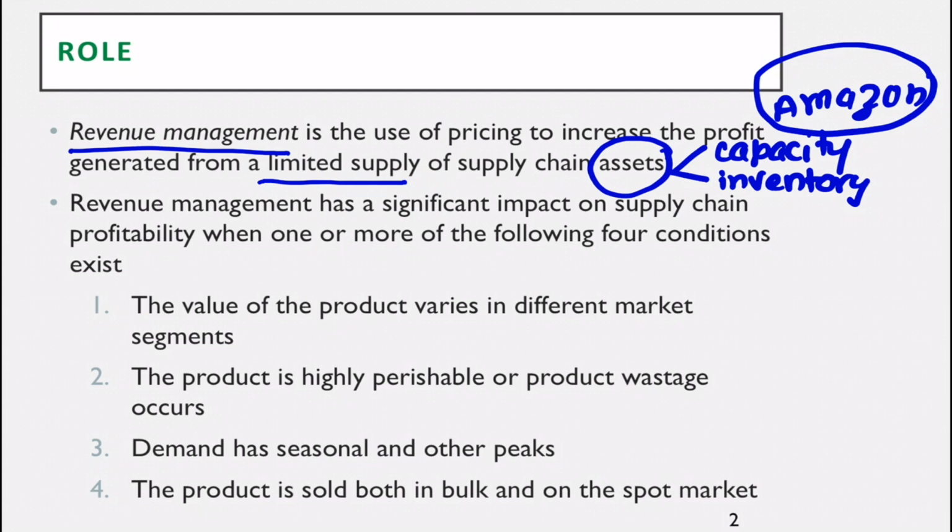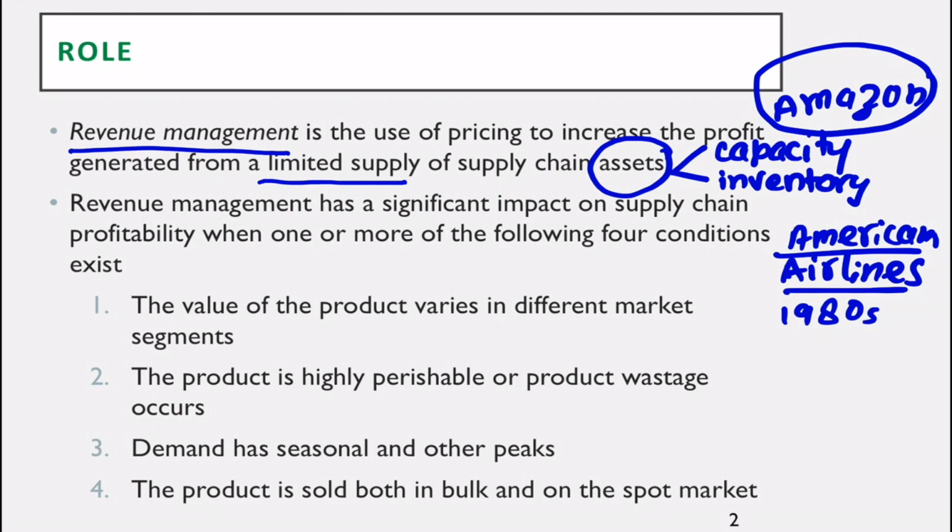Another example is American Airlines. Somewhere around the early 1980s, they faced a lot of challenge from a company called People Express. People Express offered fares that were 50 to 80% lower than those of other carriers. And by 1983, they were flying about 40 aircraft and achieving a load factor of more than 74%.